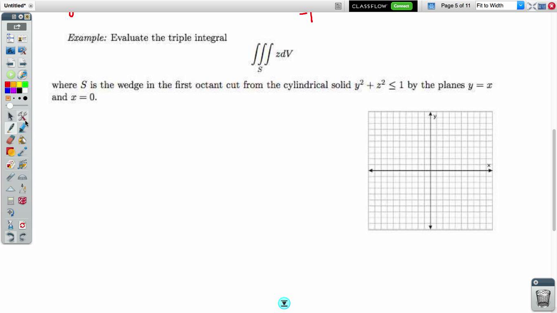So, the problem says, evaluate this triple integral. Notice the integrand z is actually quite simple, because the real challenge here is not the actual integration, it's setting up the integration and knowing what order is the correct order.